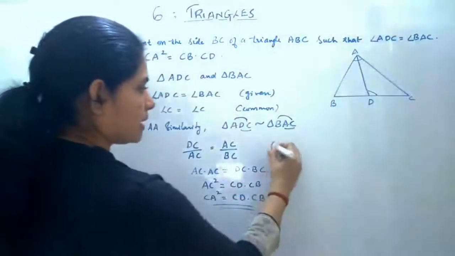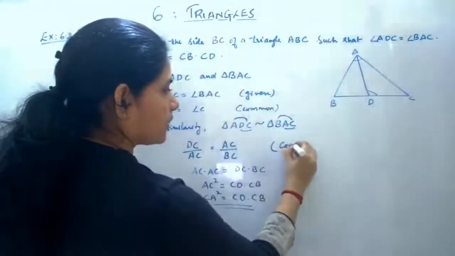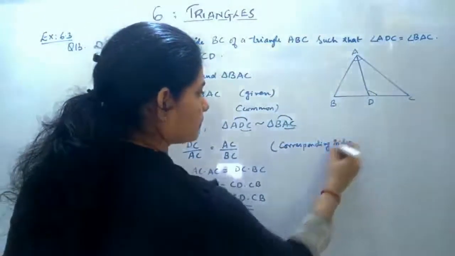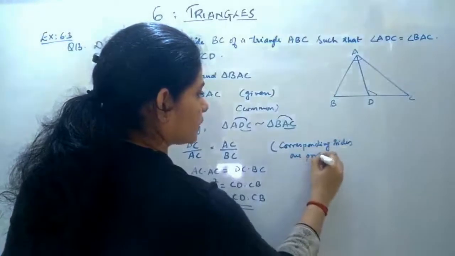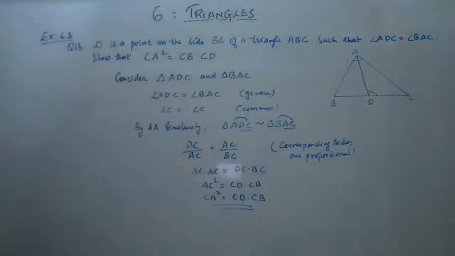And what is the reason behind this? Since the two triangles are similar, the corresponding sides will be proportional. So the sides we needed, those we have taken.